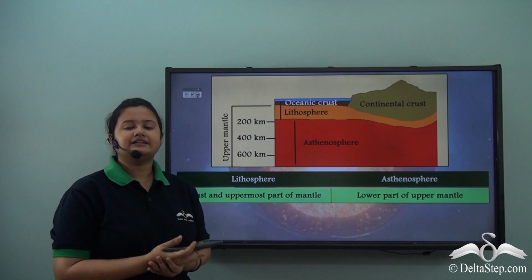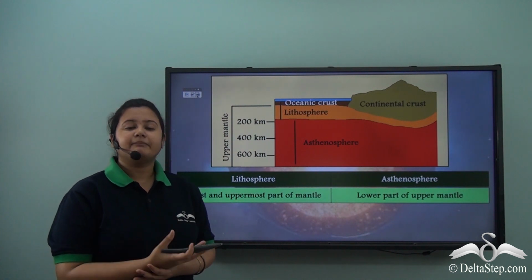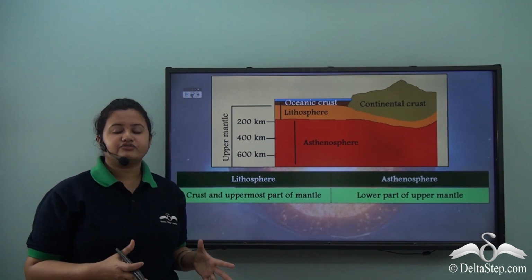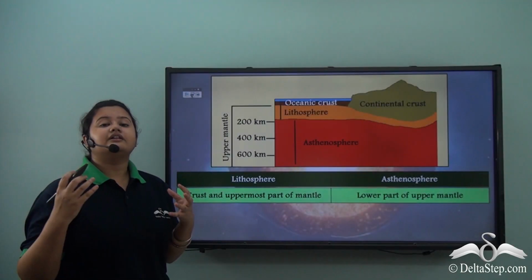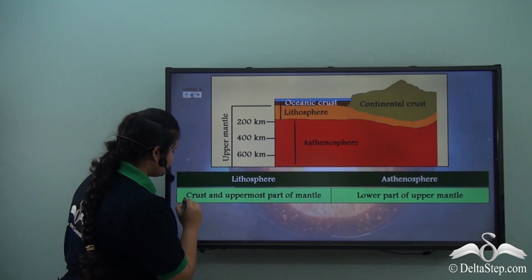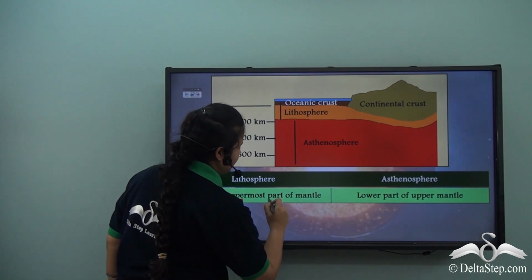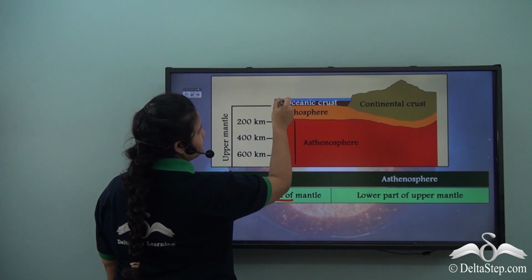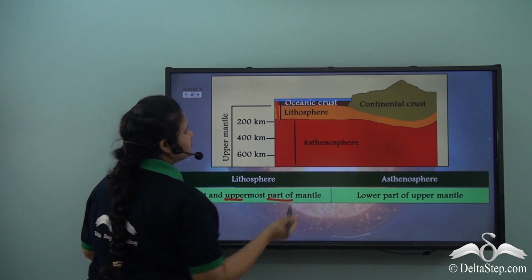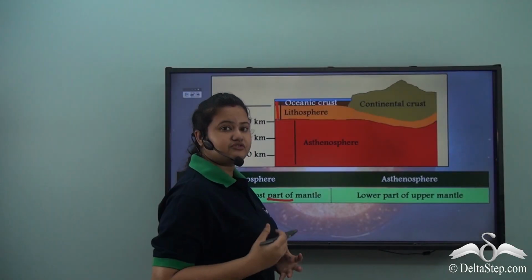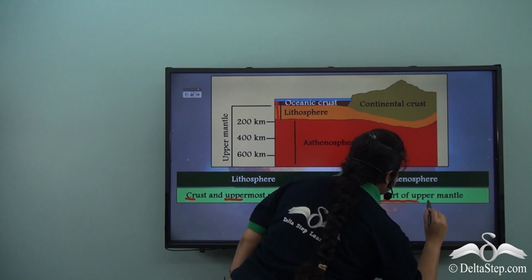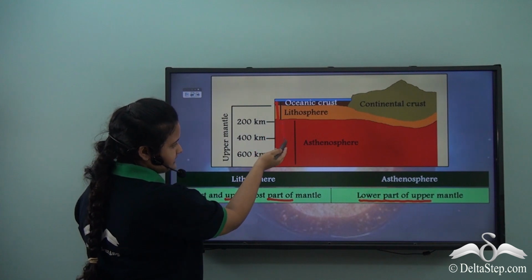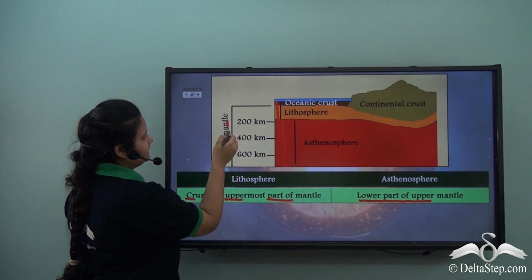So we just learned that asthenosphere lies below lithosphere. Now let us understand the difference between asthenosphere and lithosphere. So lithosphere is a part of both crust and uppermost part of mantle. As you can see from the picture, lithosphere extends from here, which is a part of crust, till here, which is a part of upper mantle. And asthenosphere is the lower part of upper mantle. See from the picture, asthenosphere lies below lithosphere and it is the lower part of upper mantle.